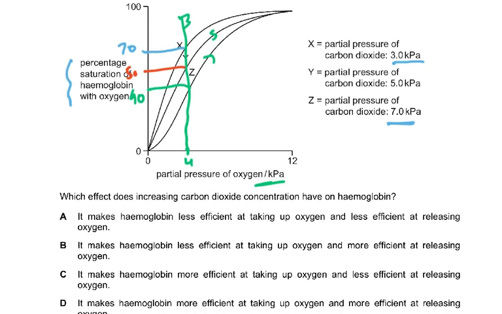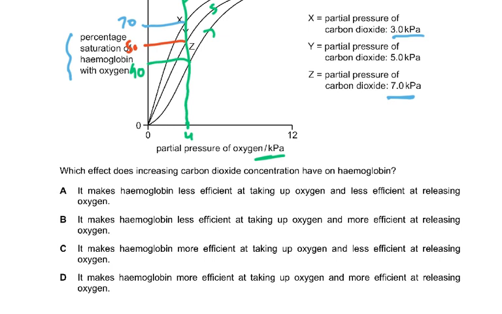Now, if you've understood this, then only you can do this question. That is why we have to understand that the answer is B. It makes hemoglobin less efficient at taking up oxygen and more efficient at releasing oxygen because the percentage saturation has decreased. So the hemoglobin oxygen friendship is gone now. Only 40% of the hemoglobin is friends with oxygen. Previously, 70% were friends with oxygen. So please try to understand this. I know it's a difficult concept which needs to be clarified.